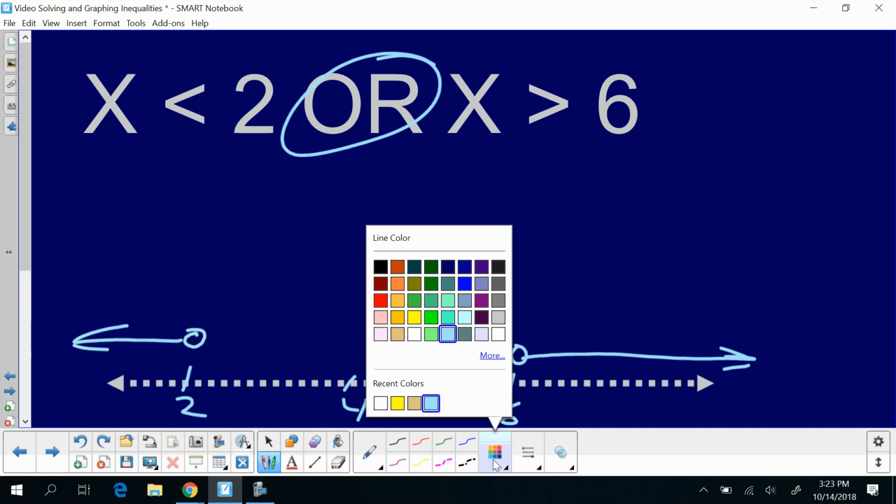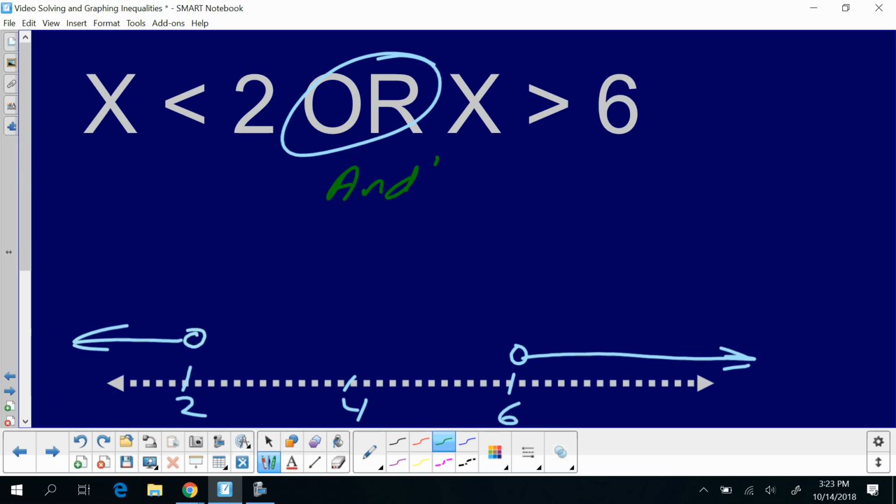A question you may have is, well, what if that word in the middle were and? Well, then I'm going to look at the two graphs and I have to go, which numbers are included in both solutions? Numbers that are less than 2 and numbers that are greater than 6. And the answer is there is nothing that is included in both. So my solution, if the term in the middle were and, would be an empty set. However, this one, it is or, so it would be what I had done initially in light blue.